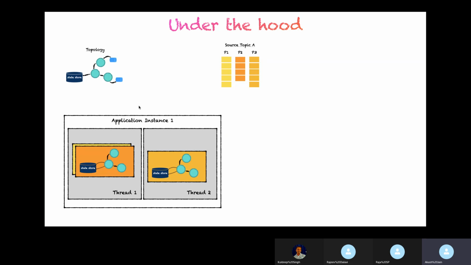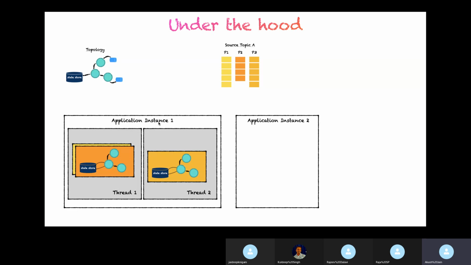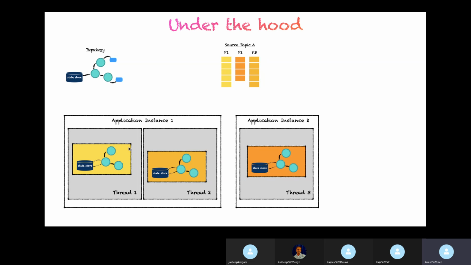Now, let's say this is the running state, and all of a sudden the volume increases too much and I'm processing a lot of data, and I'm maxing out on this particular instance. So I can have one more application instance with only one thread. In that case, the Kafka Streams framework will automatically move one of the tasks out of this into this particular thread.